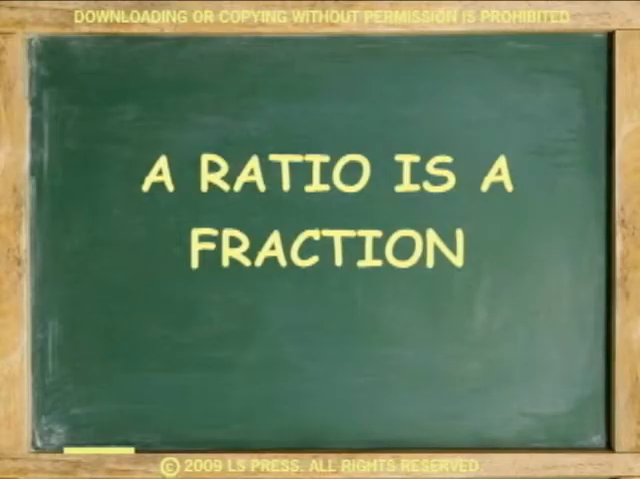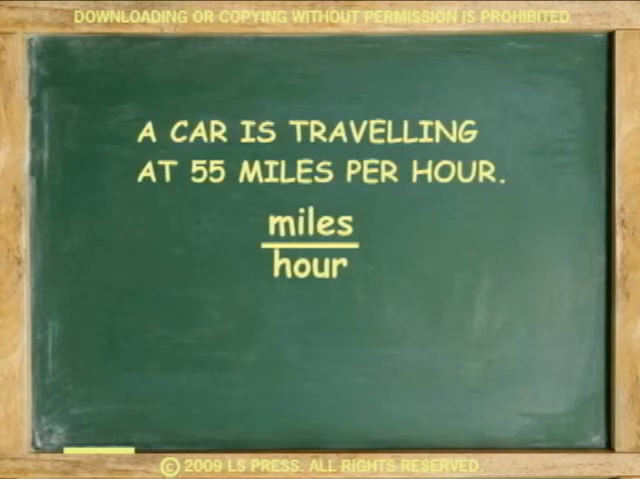A ratio is a fraction. It is a comparison between two numbers using division. For example, a car is traveling at 55 miles per hour. This is a ratio expressed in miles per hour. The fraction line means per.